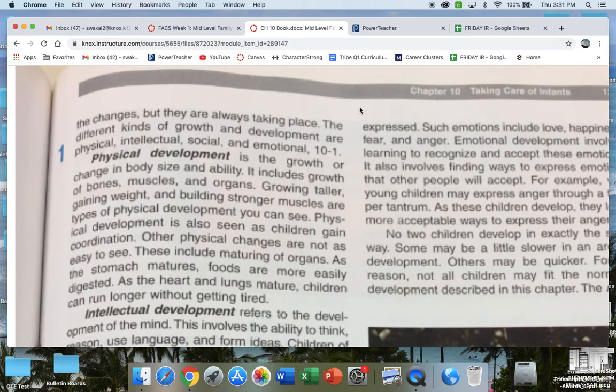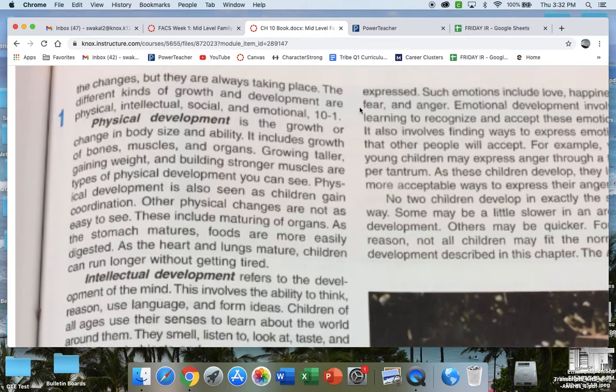The different kinds of growth and development are physical, intellectual, social, and emotional. So there are 4 types of development that you're going to learn about in this chapter: physical, intellectual, social, and emotional. And the bell ringer for today, I think it asks what the 4 stages of development are, and that is the answer right there.